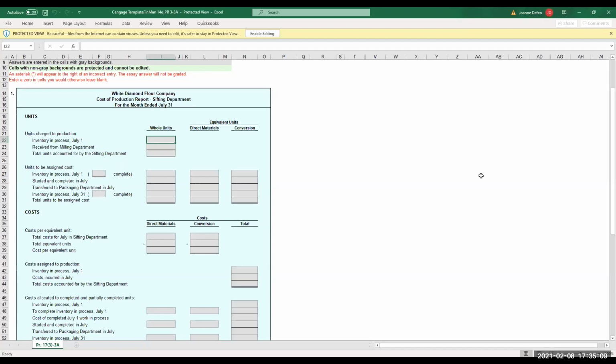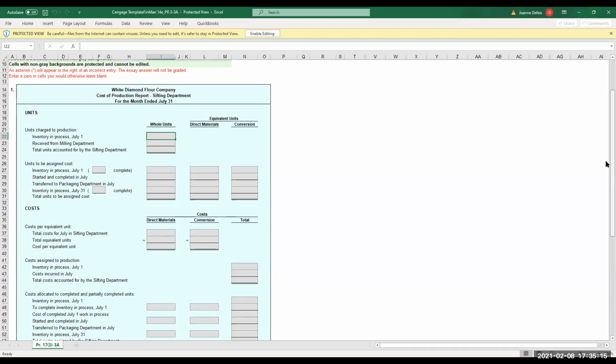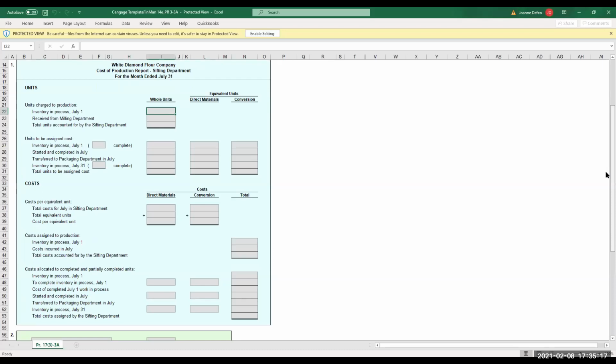All right, so now, does everyone remember the 40,183? Now take a look at this sheet and tell me, where do you think that number goes? In the chat box, I see: transferred to packaging department. See if you can find on this cost of production report, transferred to packaging department. Does anybody see that? Take a look at all these lines. Anybody see it? Is it up here?